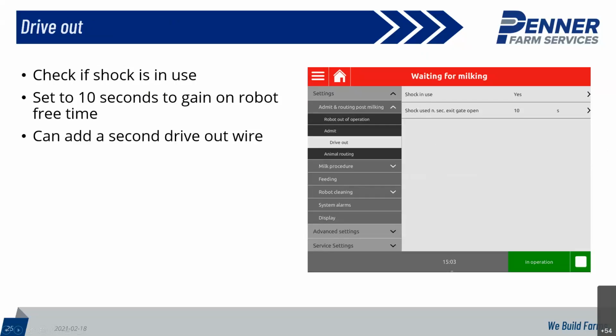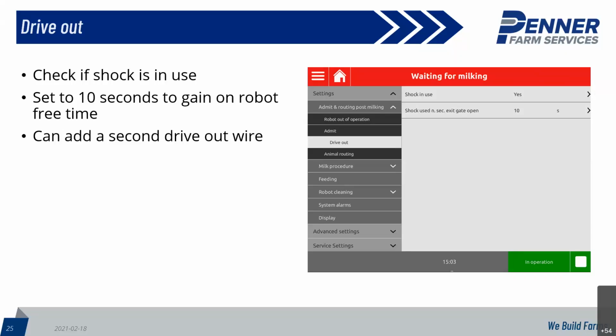And then last but not least, the drive out procedure. I would definitely recommend that this setting is on. You can find it under settings, then admit and routing, post milking, drive out, shock and use. Things should be turned on to yes. And then I would reduce the time. I recommend the time to be set at 10 seconds. After that milking is done, there is no need for that cow to be hanging around. We want the next one and keep going.